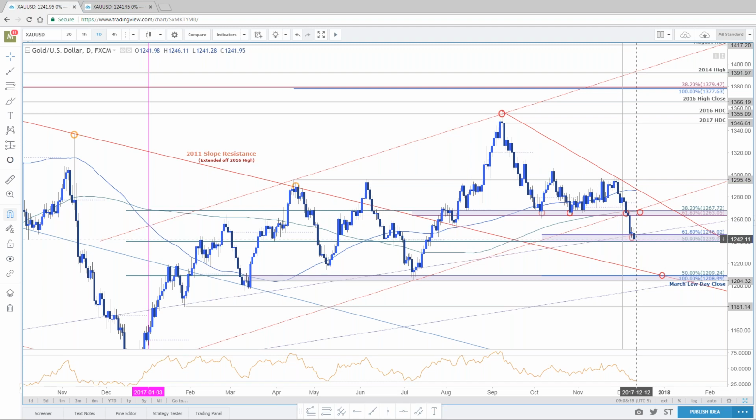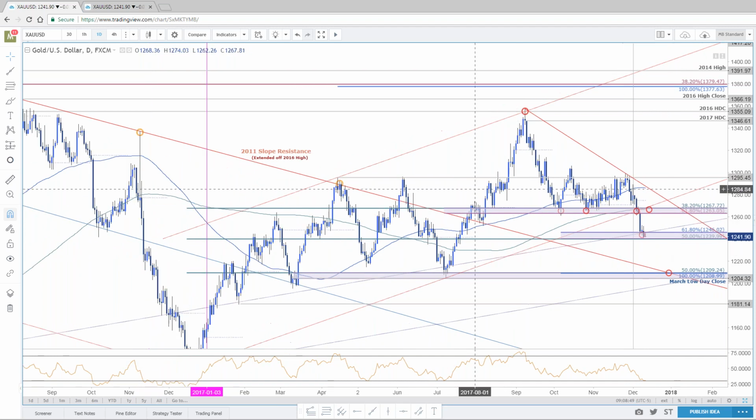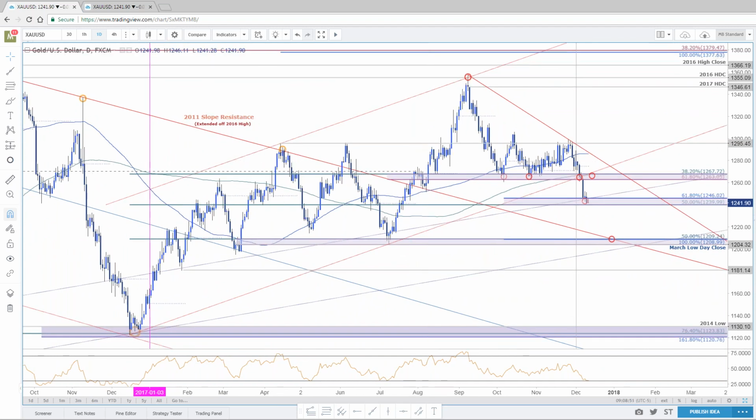The side of least resistance is to the downside. The most resistance would be for us to see a reversal here. But that's something we need to see more evidence for before trying to even attack from a trading standpoint. Questions on gold?